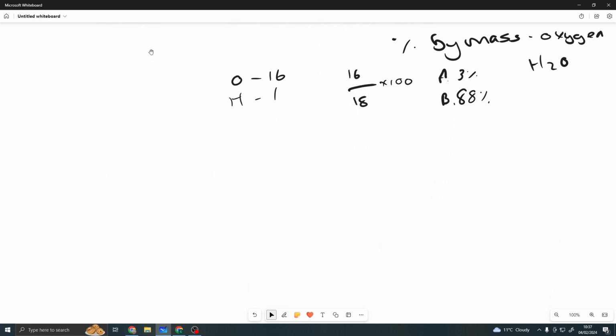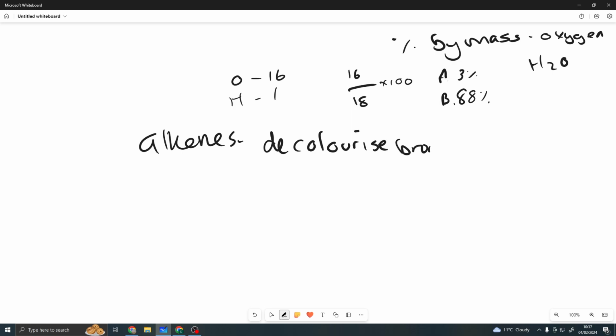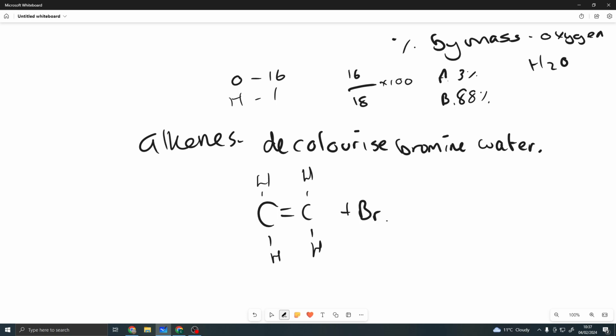Let's do some hydrocarbons. So we've got alkenes. They will decolorize bromine water. Basically, if you start off with this alkene, it doesn't matter which alkene it is, it'll do exactly the same thing. You add Br2 to it. What will happen is, essentially, you'll end up with this. The bromines will break the double bond and just join on either end.